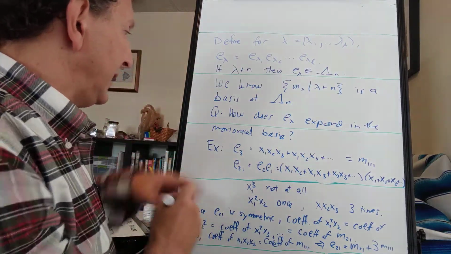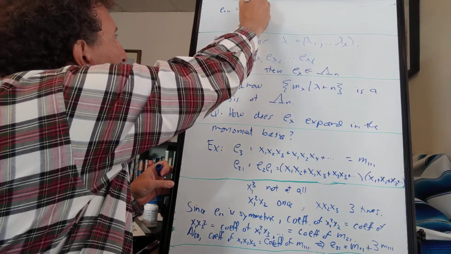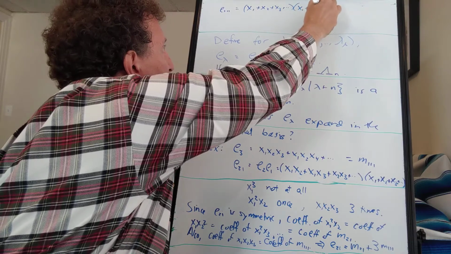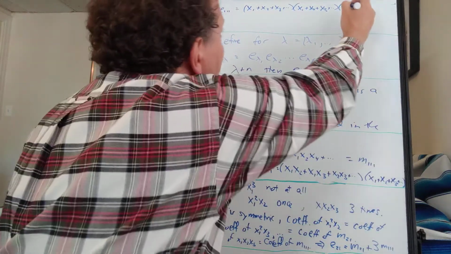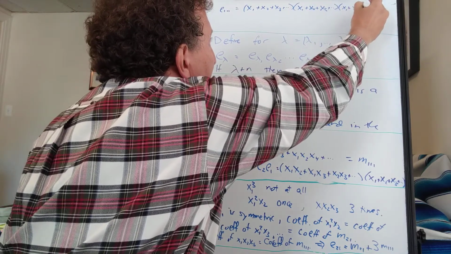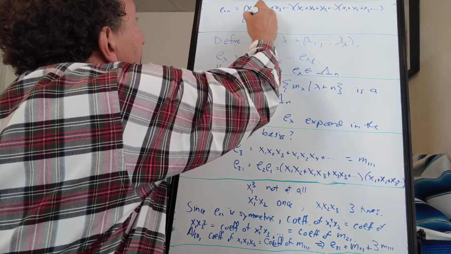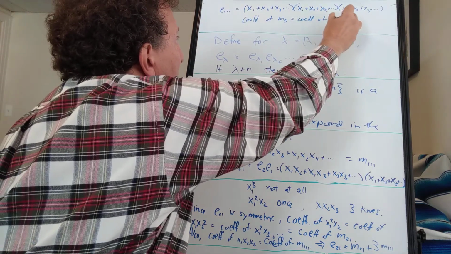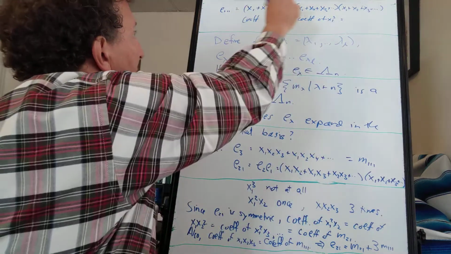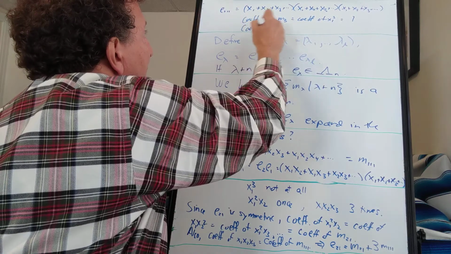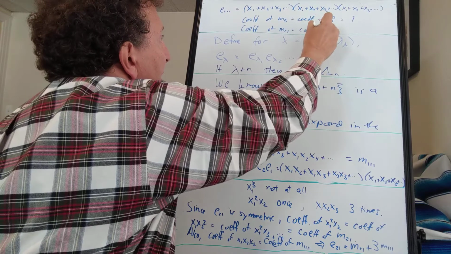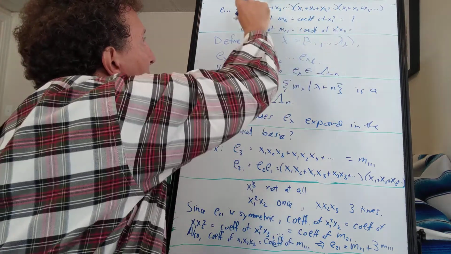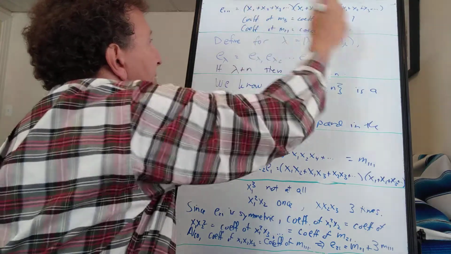And if we look at the last one, e_111, so that's x1 plus x2 plus x3, etc., times x1 plus x2 plus x3, etc., times x1 plus x2 plus x3. The coefficient of m_3 equals the coefficient of x1 cubed, which is, there's one way to get x1 cubed. We take x1, x1, and x1. The coefficient of m_21 equals the coefficient of x1 squared x2, which is, so we could take x1, x1, x2, or x1, x2, x1, or x2 and these two x1s. That's going to be 3.